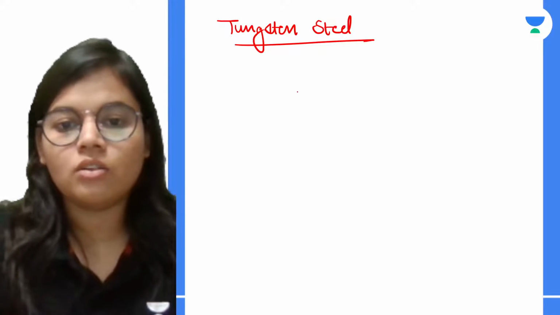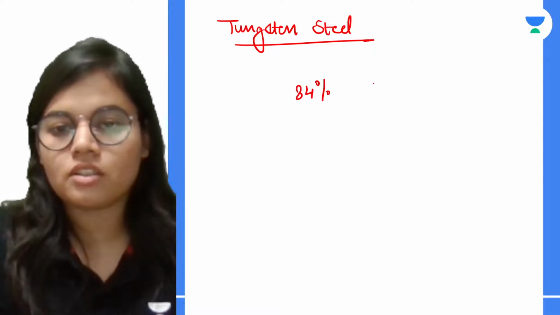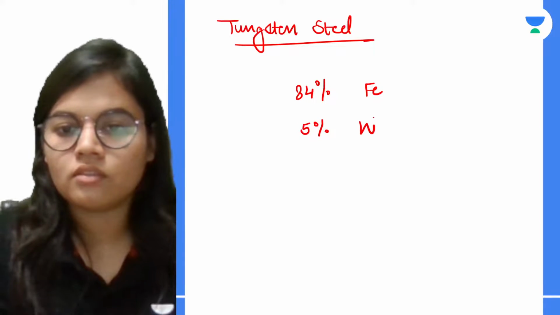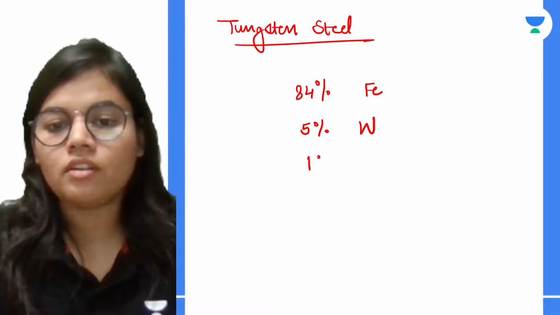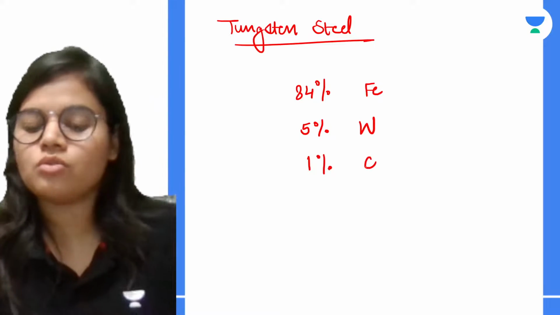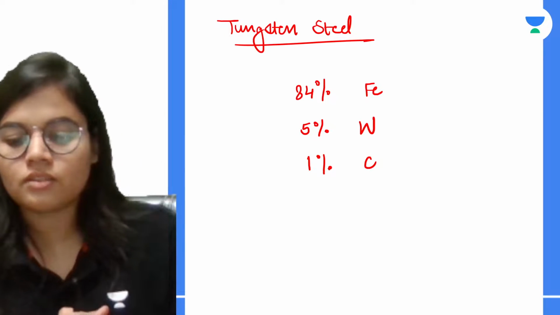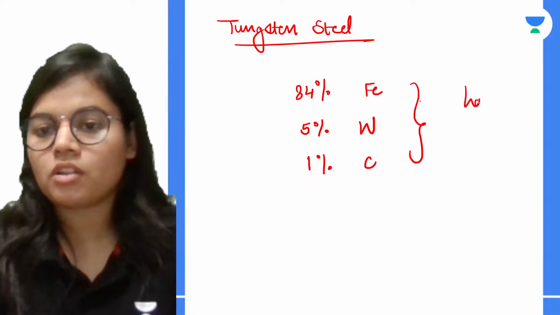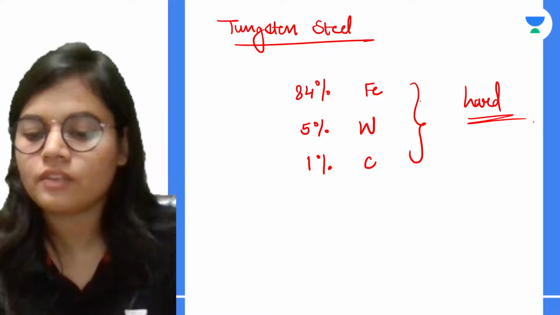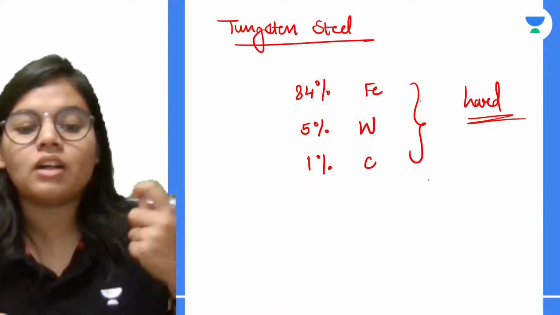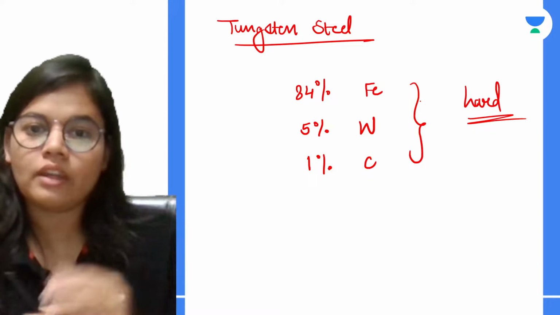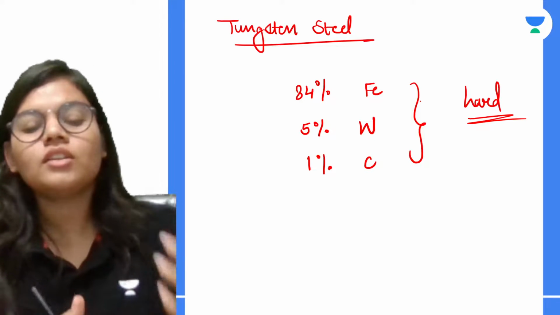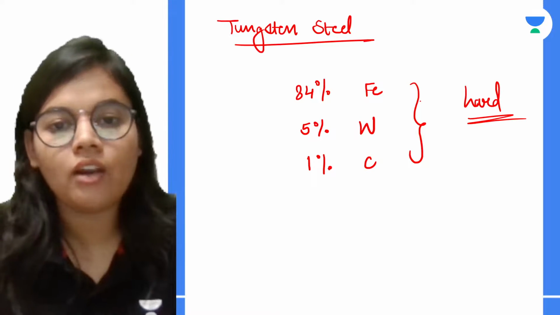So again, a major percentage of iron. Then we have tungsten, and then we have carbon. Carbon is basically used to provide the hardness. Again, the main property of it is hardness, and that is why it is used to form cutting tools in high speed lathe machines. So this is a common alloy.